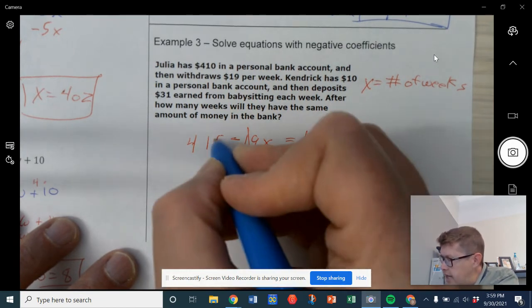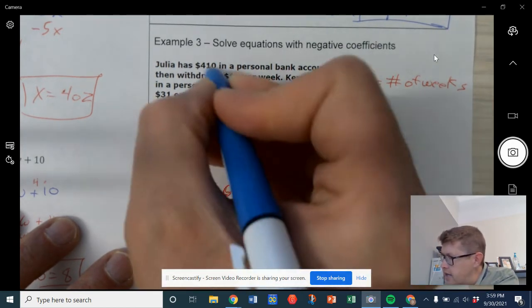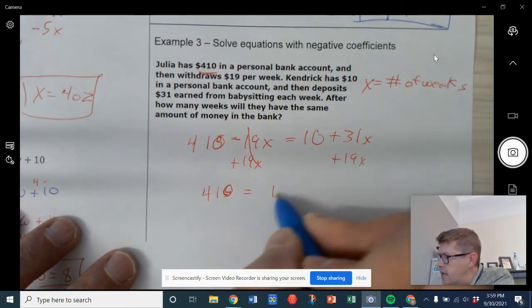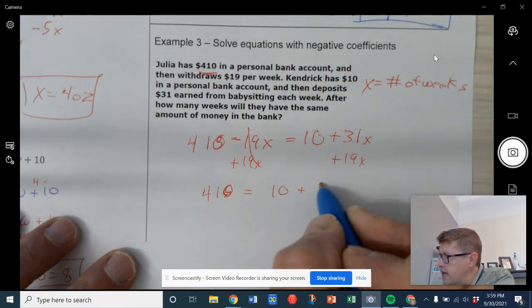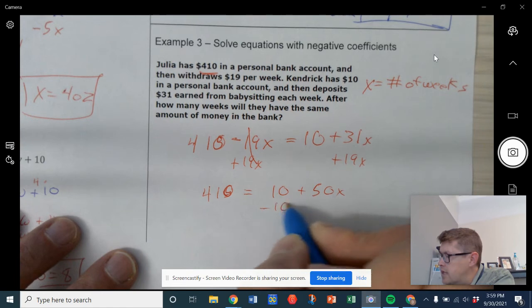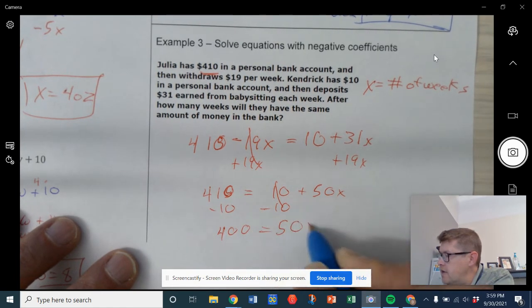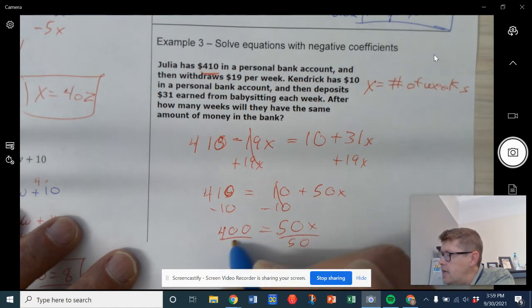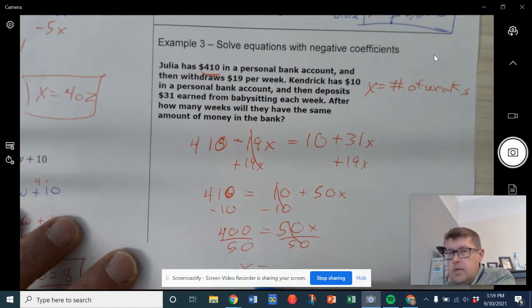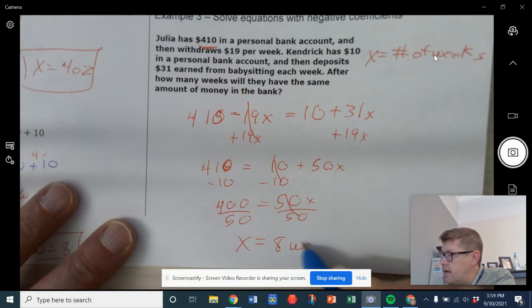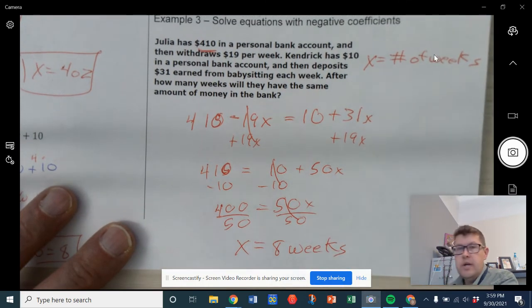Oh, sorry, 410. Why did I say 415? That should be 410, right? 410 equals $10 plus 50x. We subtract 10. We get to 400 equals 50x. We divide by 50, and we get to 8. So in 8 weeks, they will have the same amount of money in their account.